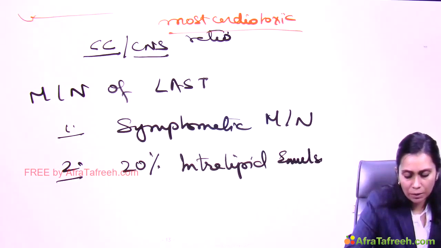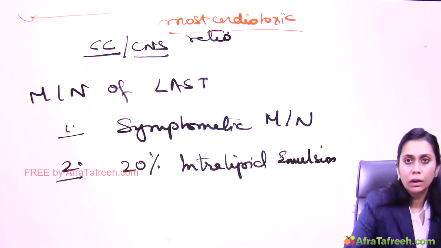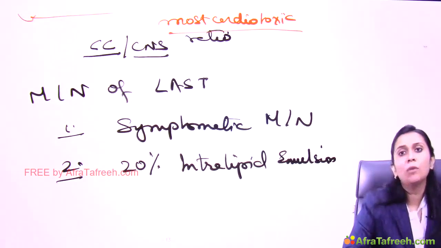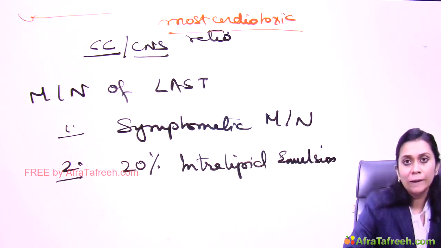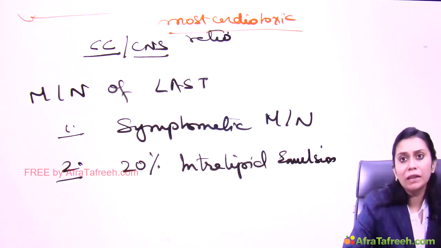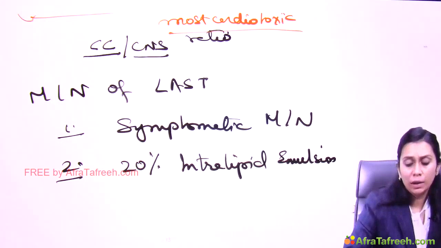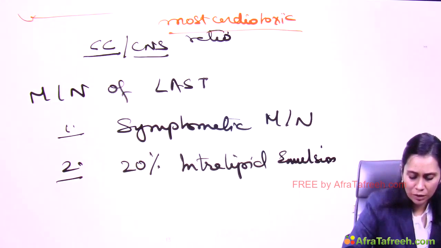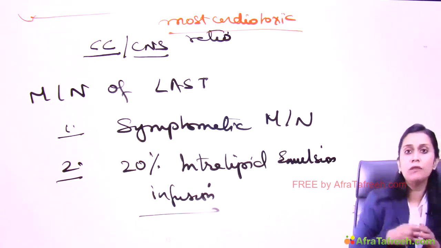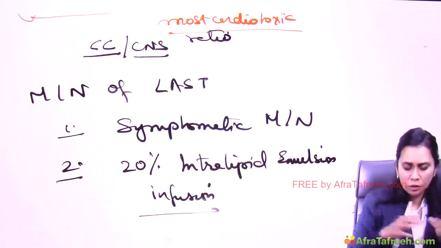20% intralipid emulsion. What will it do? This 20% intralipid emulsion will cause lipid escape of local anesthetic. It will absorb the local anesthetic and take it away from the sodium channel. This is considered as antidote in local anesthetic systemic toxicity. 20% intralipid emulsion infusion we start. Right? So this is one special drug for managing LAST. Got it? This is all about LAST.